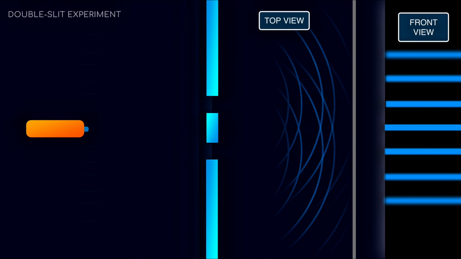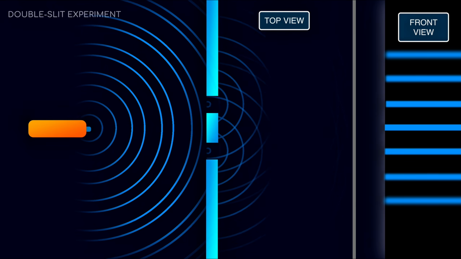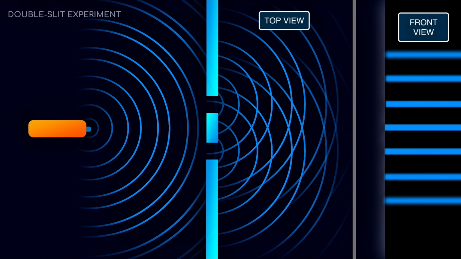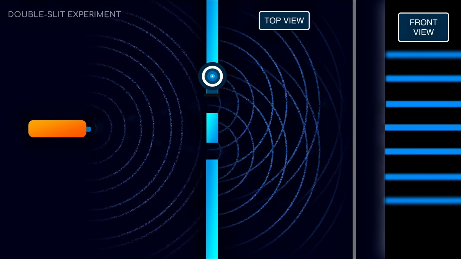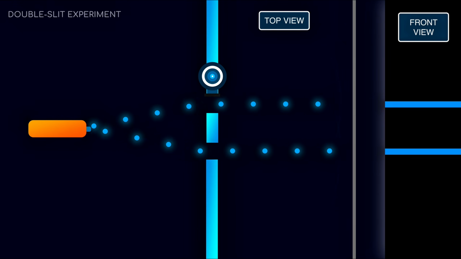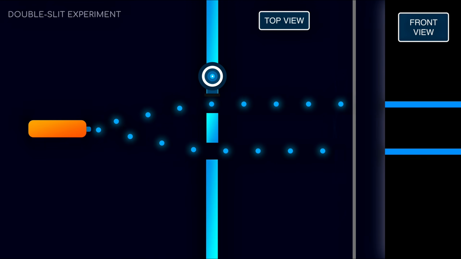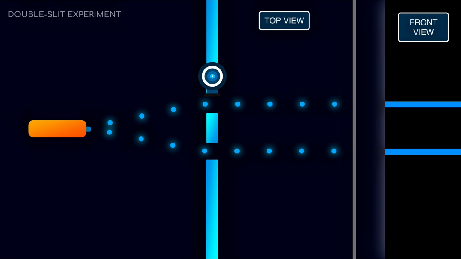Similarly, when we shoot electrons through the slits, we see a wave-like interference pattern on the screen. Surprisingly, when we place a detector near the electron's path, the wave nature collapses, and electrons exhibit particle behavior. This shows that electrons have both particle and wave nature.